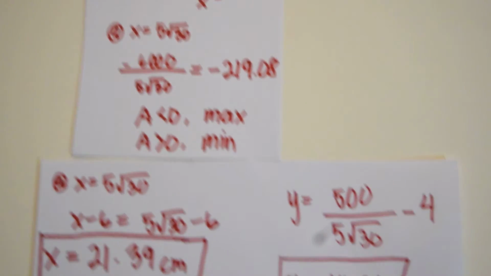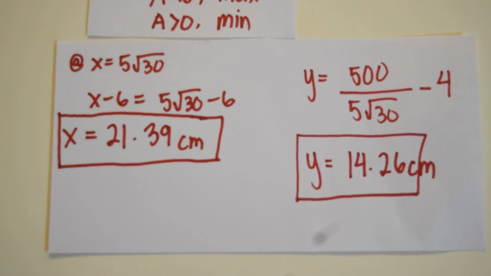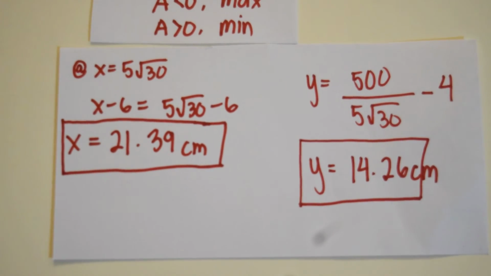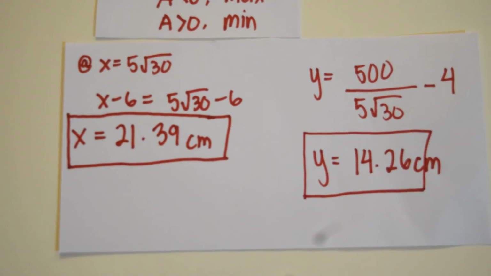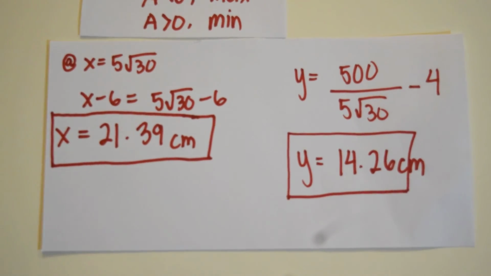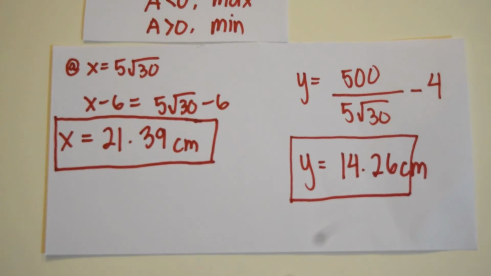Now, we get our dimensions. For our width, we simply substitute x with 5 square root of 30. And that is how we got 21.39 centimeters. And for our length, we got 14.26 centimeters.